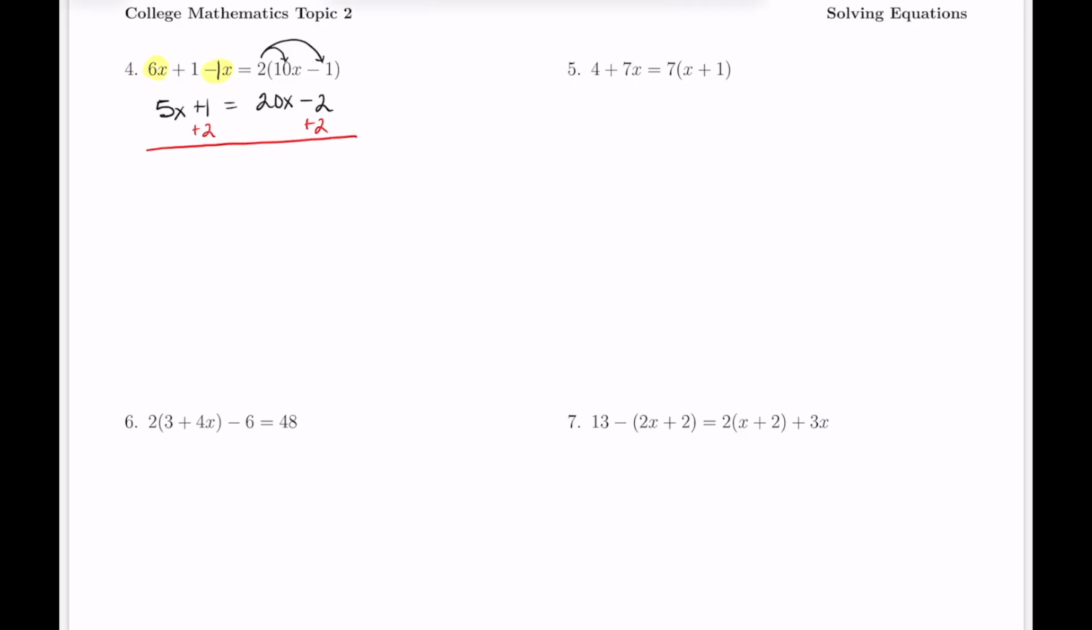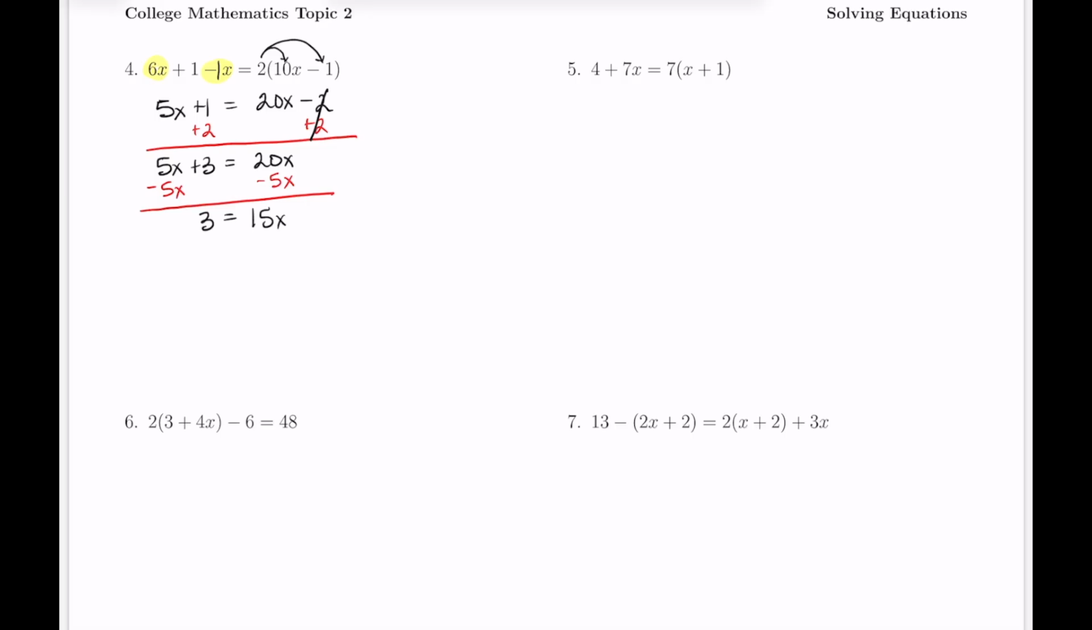We'll do a little simplifying. What I have is 5x plus 3 equals 20x. And then -2 and +2 combine to be 0. Next, I'm going to move the x's from the left side over to the right. So I'll subtract a 5x from the left and subtract a 5x from the right. What I have left then is 3 equals 15x.